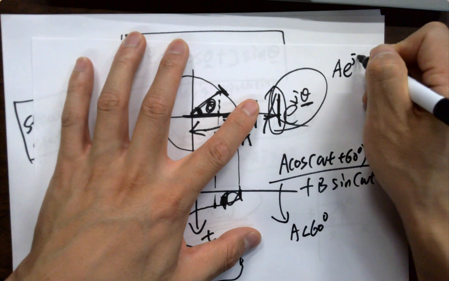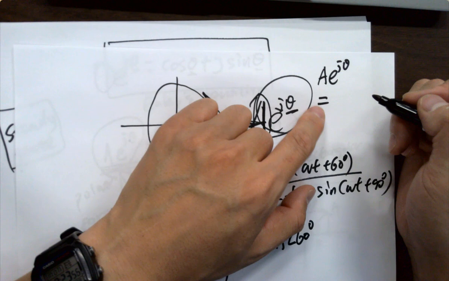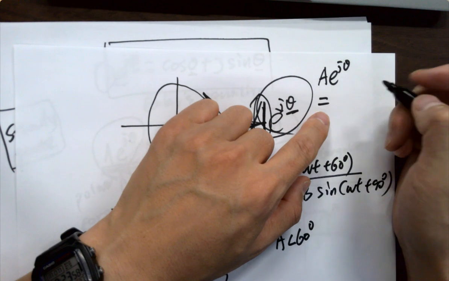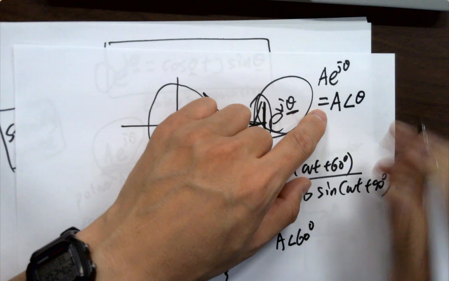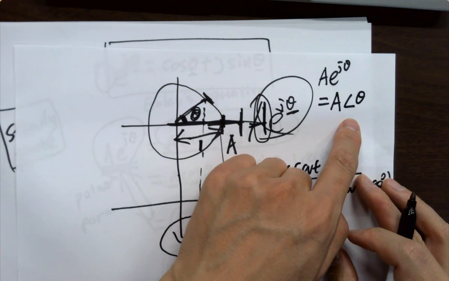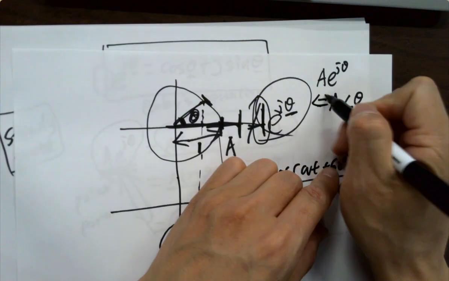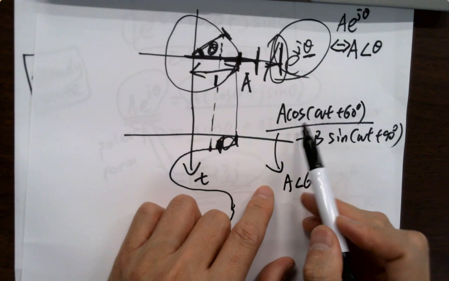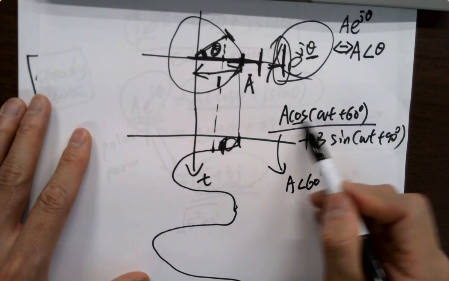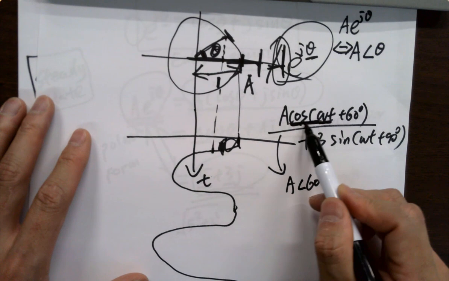Oh, one thing I didn't mention. A e^(j theta) is a sine wave, right? And there's another form, it's called, what's the name of the form? Anyway, it's amplitude, angle, theta. Same thing. Same stuff. All right.